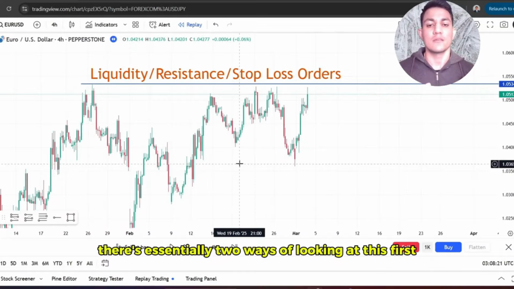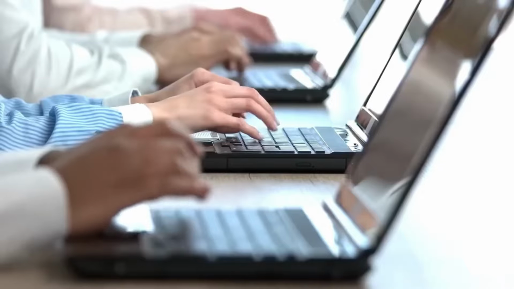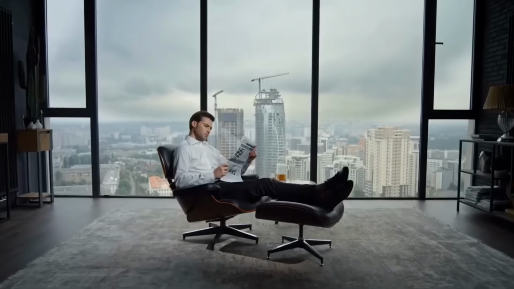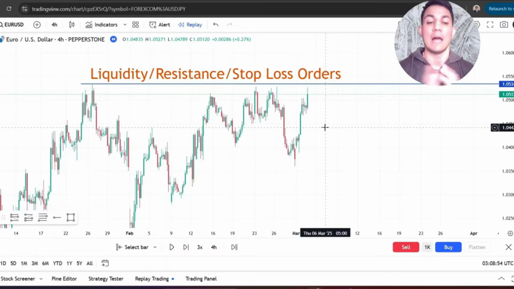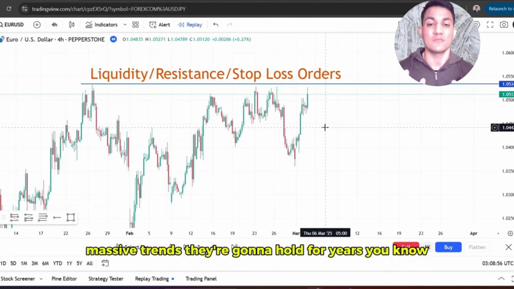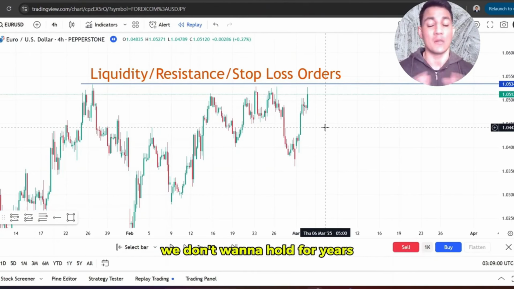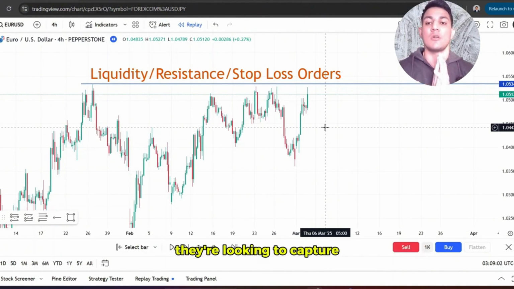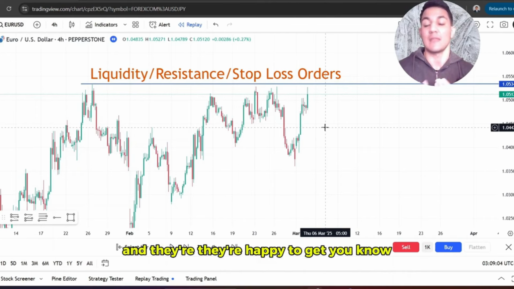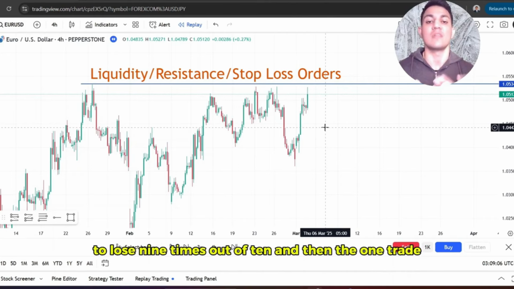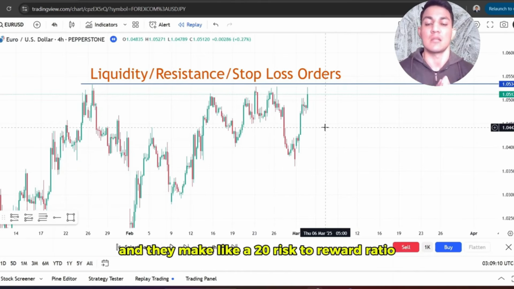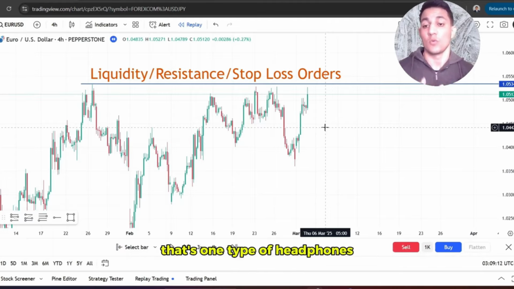There's essentially two ways of looking at it. First, there are hedge funds that have literally a 10% win rate or below, and they aim for massive trends. They're going to hold for years. As day traders or swing traders, we don't want to hold for years. But they're looking to capture massive trends over years, and they're happy to lose 9 times out of 10, and then the one trade that they do win, they hold on for years and get like a 20 risk to reward ratio. That's one type of hedge fund.